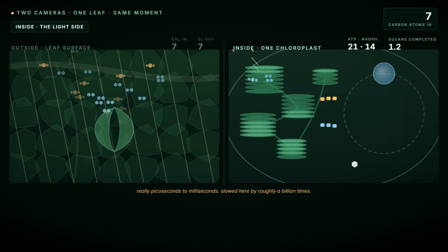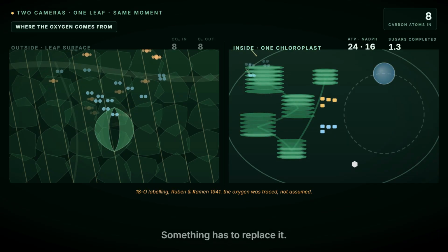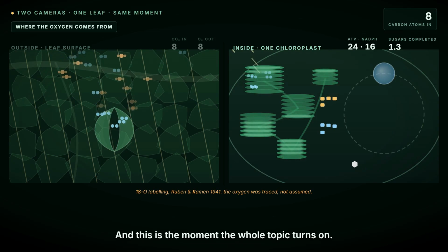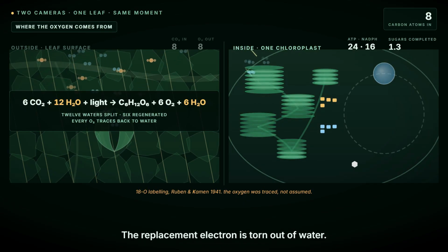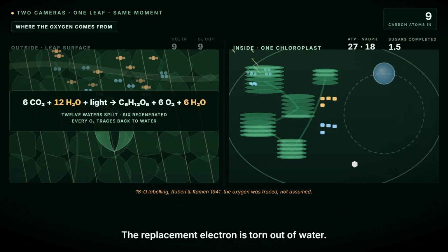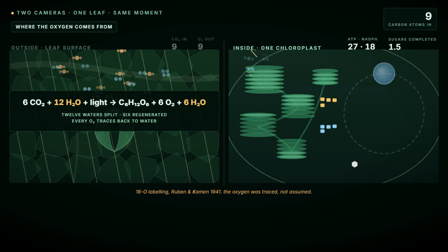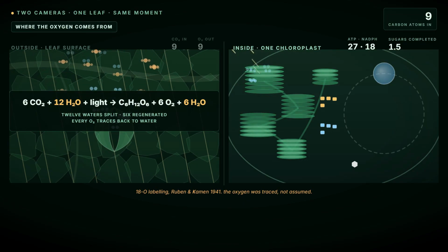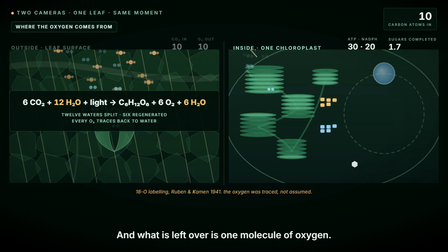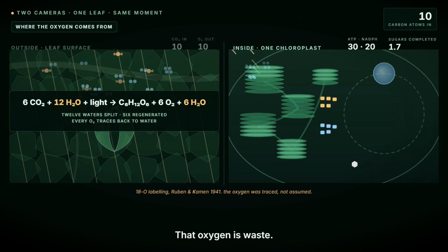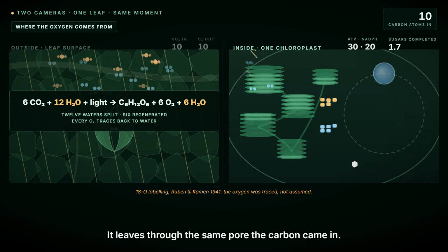But hold on, the reaction center just lost an electron. Something has to replace it. And this is the moment the whole topic turns on. The replacement electron is torn out of water. The leaf splits a water molecule to steal it. 2 waters split for electrons taken, and what is left over is 1 molecule of oxygen. That oxygen is waste, a discarded shell. It leaves through the same pore the carbon came in.